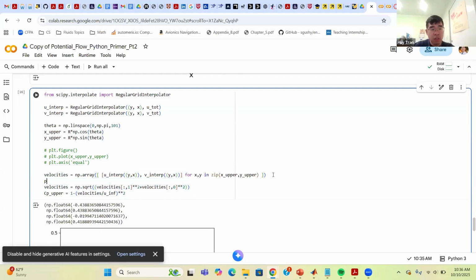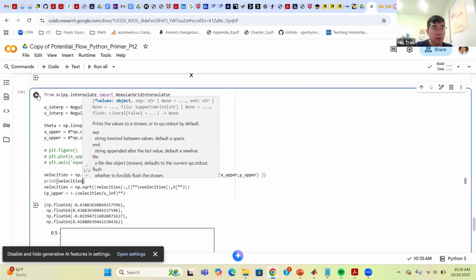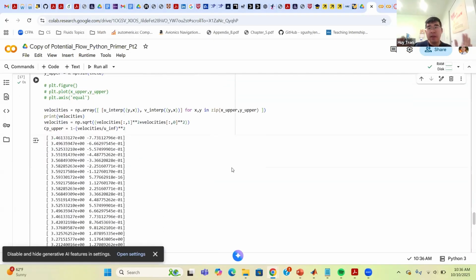Just to show one more time, like last week, what I'm doing. With the first line of what I just inputted, I'm zipping all the associated u velocities in the first column, and all the associated v velocities in the second column, based on the list of coordinates that I input, x upper and y upper.